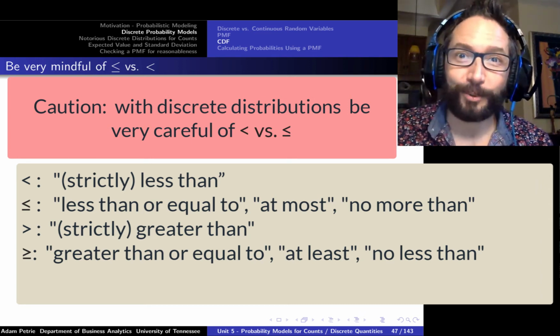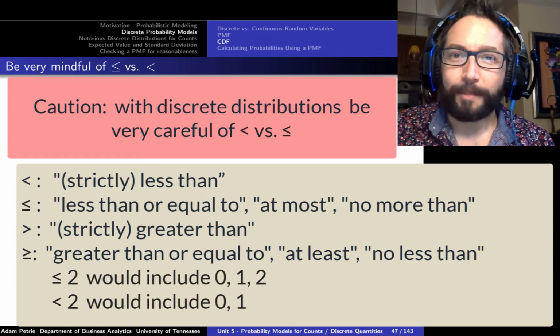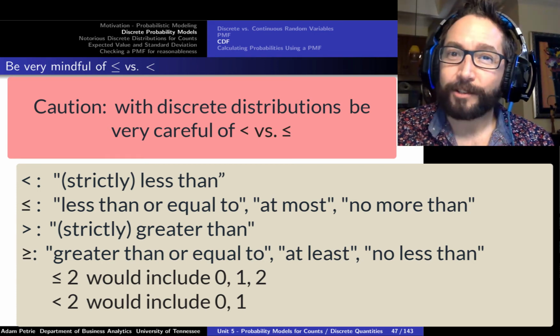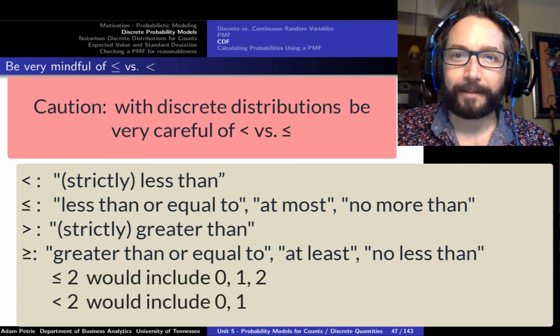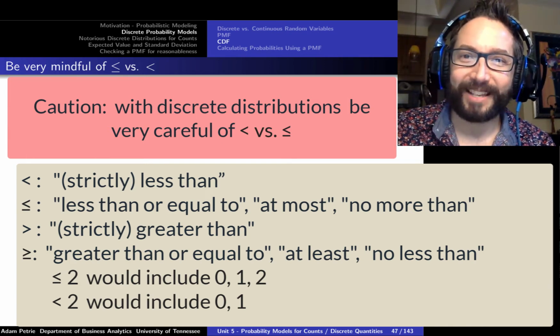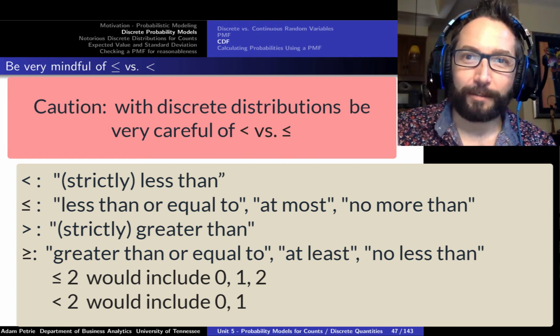There's a big difference between less than or equal to and strictly less than with discrete models because they refer to two completely different sets of quantities. So less than 2 would technically mean the same thing as 1 or fewer. So just be really careful you're calculating the right thing. It's easy to mess that up and to include a value that you didn't or exclude a value that you meant to include here.